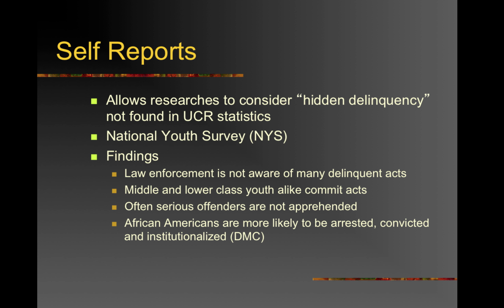And we can analyze the data according to race. And when we do that, we begin to realize that black youth, even though their crime rates are the same as their white counterparts, are more likely to be arrested, convicted, and institutionalized, meaning taken out of the home and put into a residential treatment program. This phenomenon of black youth being removed from the home is what is called in the justice system disproportionate minority confinement. It's prevalent not only in the juvenile justice system, but also in the adult system.